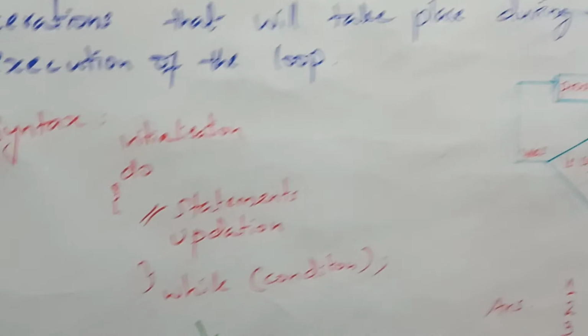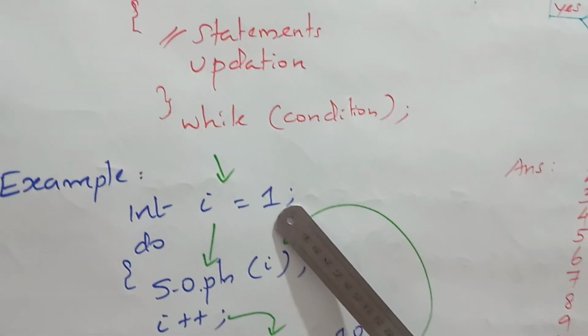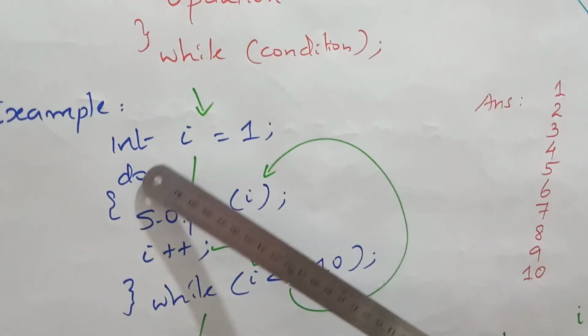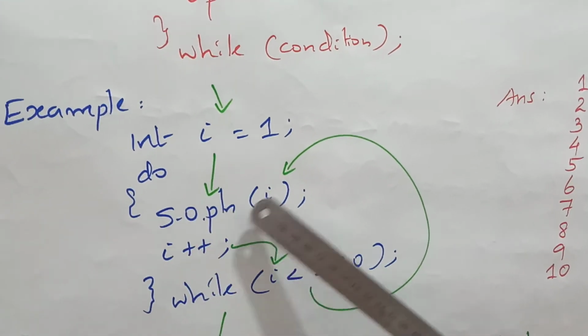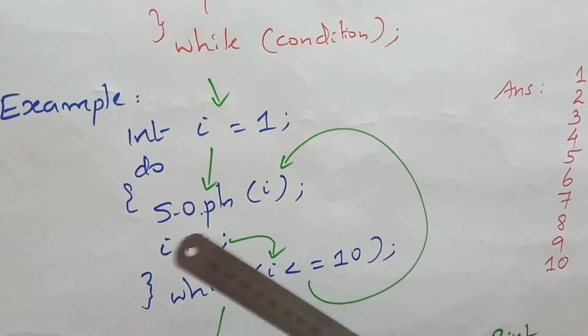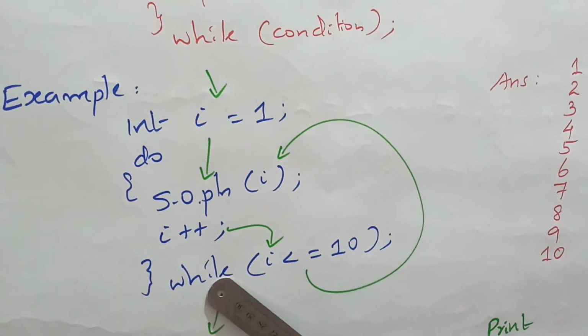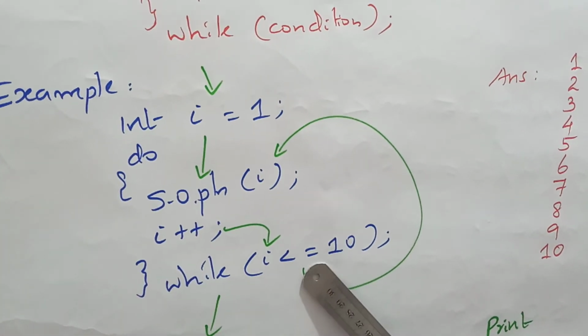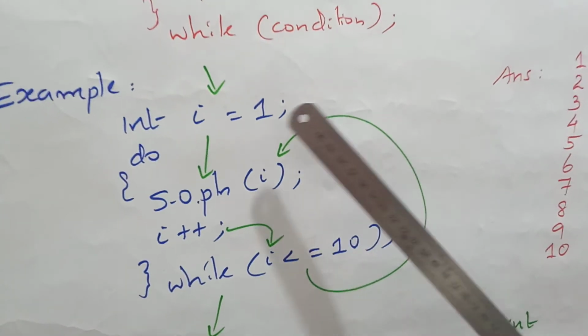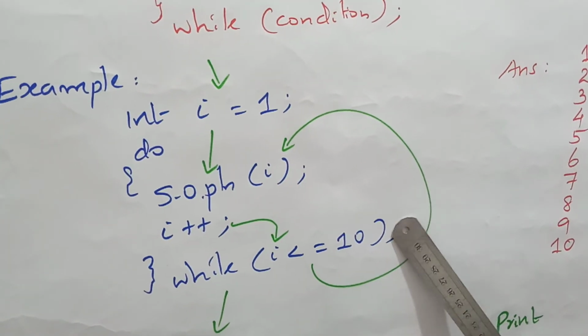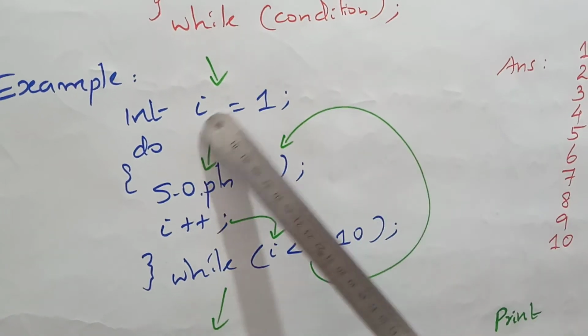Now see one example, int i equal to 1. Then take the do, and in the body of the loop what do you have to write? SOP i, then updation, then close the curly bracket, while, and you have to give the condition. What was that? i less than or equal to 10. The program, this code, prints the natural numbers. Now i is what? 1.